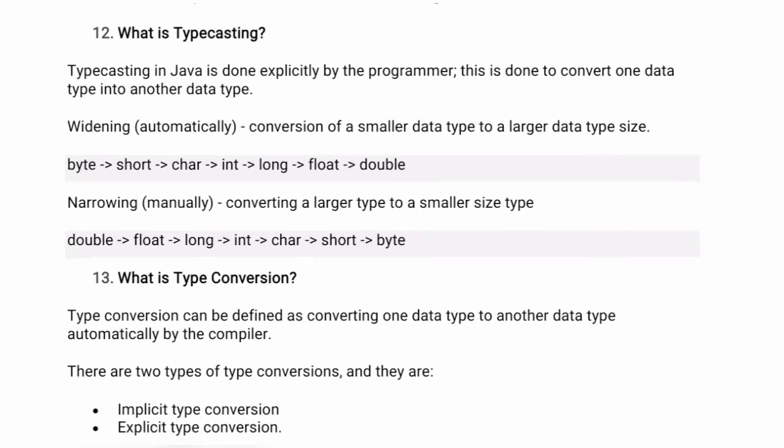So here: byte, short, char, int, long, float, double. Okay, byte is 1 byte, short is 2, int is 4, long is 8, float is 4, double is 8. So conversion from the lowest data type to the highest data type is known as widening. From the highest data type to the lowest data type is known as narrowing conversion.